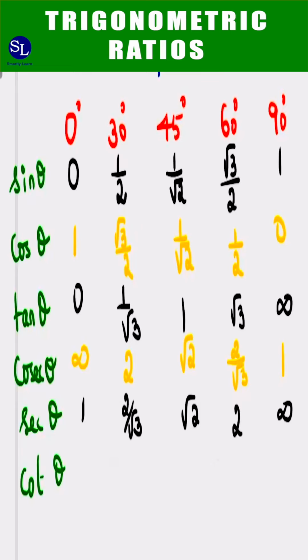As far as cot theta is concerned, simply reverse the tan theta values from right to left. So this side was infinity. Next comes the root 3, then the 1. This is 1 by root 3. And finally the 0. Table is generated from just the first row.